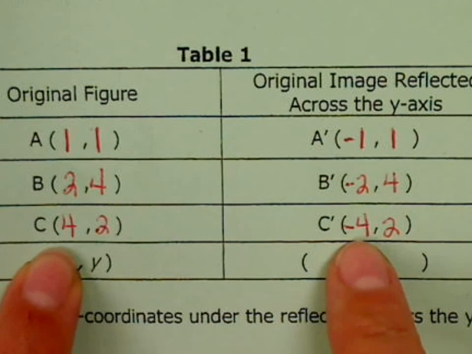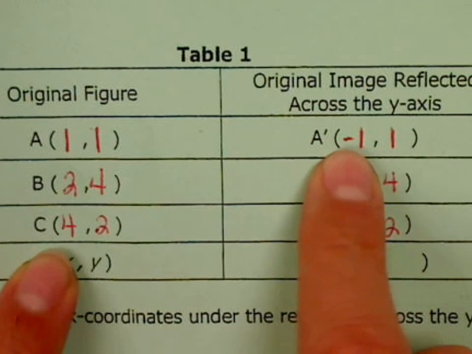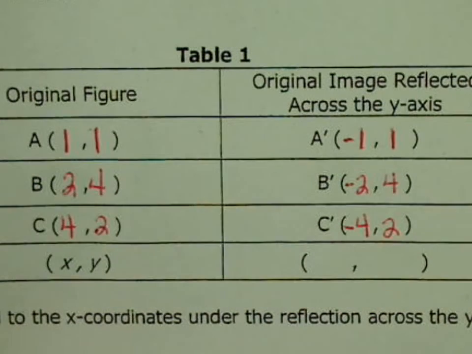Okay, and that's true even if I said I started with negative coordinates. They would do the opposite, and they would change to positive. Okay, so write something in your own words for number 5.